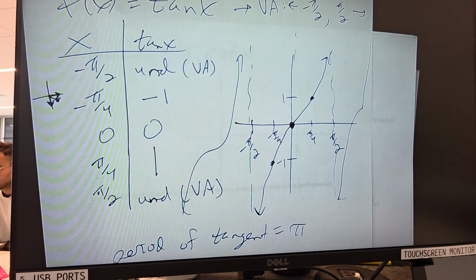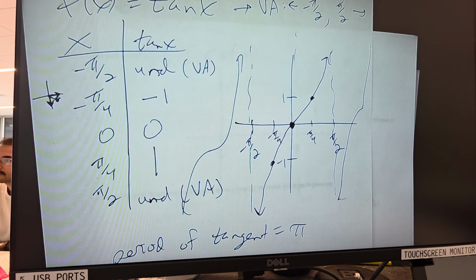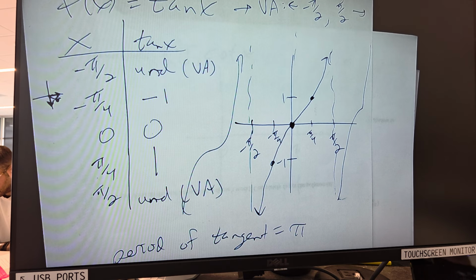So the cotangent's going to be 0 here. It's going to have a wall here. It's going to be 0 there. Okay, but do you see how not the easiest thing to think about? But we can kind of get a few aspects of it.